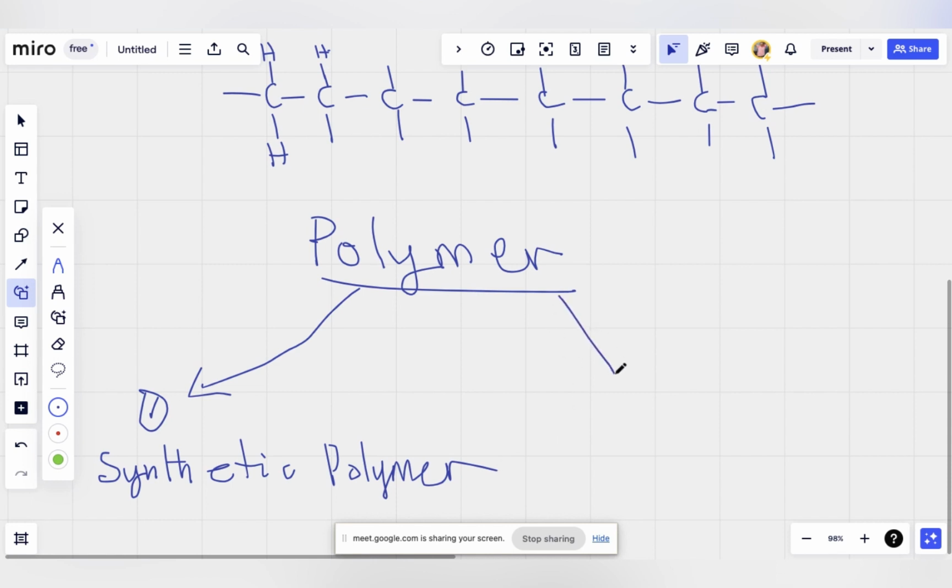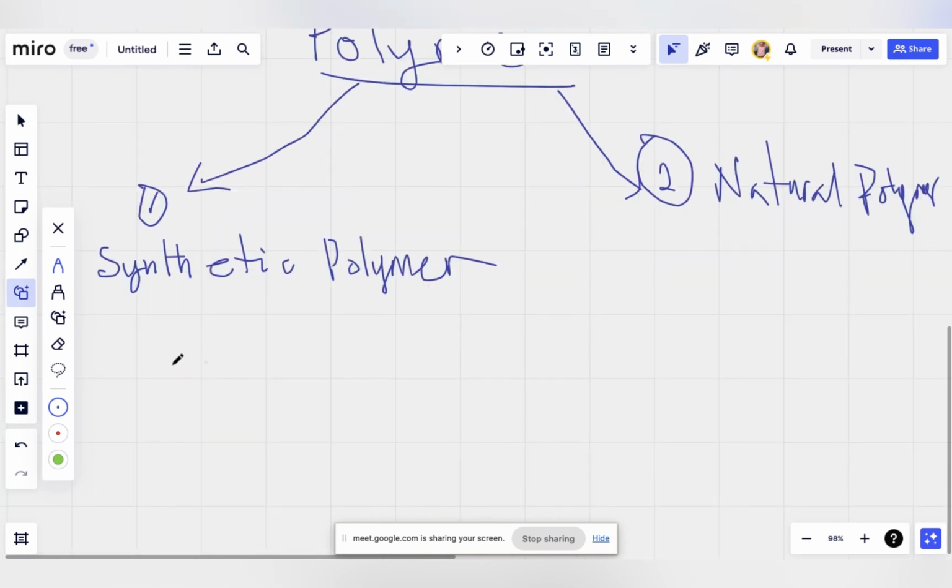And then the second one is the natural polymer. These are the two broad types of polymer: the synthetic polymer and the natural polymer. Now let's take a look at synthetic.